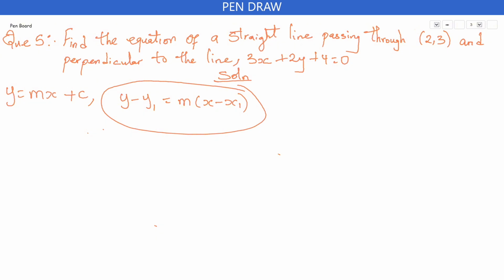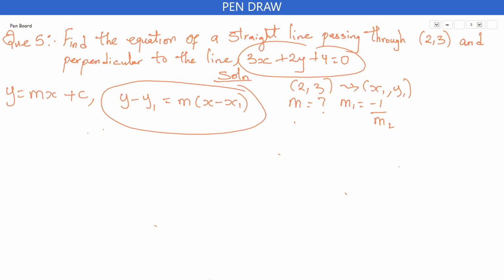Now take note that they give us the point (2, 3), which corresponds to x1 and y1. We have gotten that. But did they give us m? Yes, they actually gave us m, but it is contained in the equation that the line is perpendicular to. And don't forget that when two lines are perpendicular, m1 is the negative inverse of m2. So let's say this is our m1, then we can look for m2 to be equal to the negative inverse of m1.